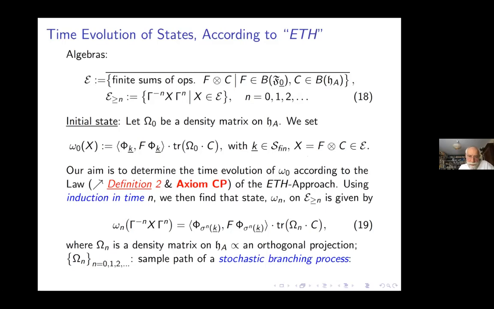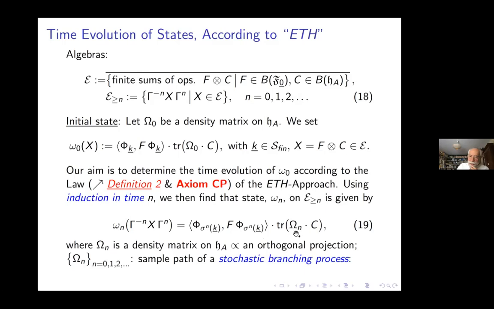Using induction in time, we find that the state omega_n on the algebra E_{≥n} has the following form. Omega_n applied to the operator gamma to the power minus n x gamma to the power n, where x belongs to E and is one of these tensor products f ⊗ c, has the following form. You take the expectation of the operator f in the state phi applied to the shifted sequence sigma to the power n applied to k on the line, and you compute the expectation of the operator c in a density matrix omega_n that acts on the atomic Hilbert space.